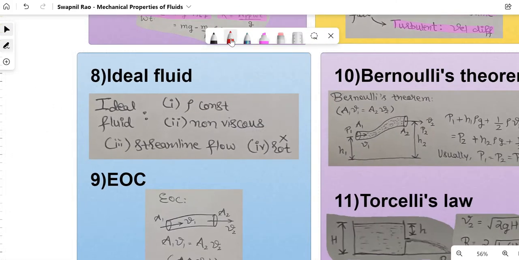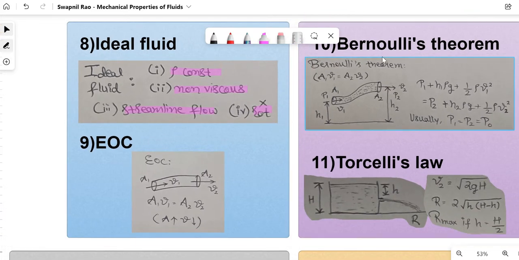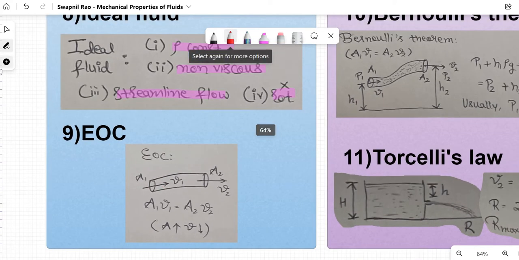Like if you take any point in the flow, the velocity will be different. Next one would be the definition of ideal fluid. Ideal fluid should have a constant density, it should be non-viscous, it should have a streamlined flow, and it should not have rotation. The reason this is so important is that the upcoming laws and theorems are only for ideal fluids, and you have to know what an ideal fluid is.